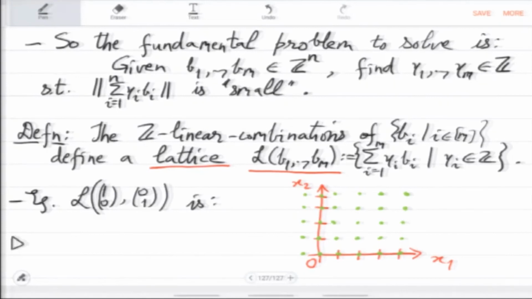What is the lattice spanned by 1 0 and 1 1? What do you think? Will it be different? It won't be different because 1 1 is just 1 0 plus 0 1. So you can again add and subtract, and you will get the previous lattice.